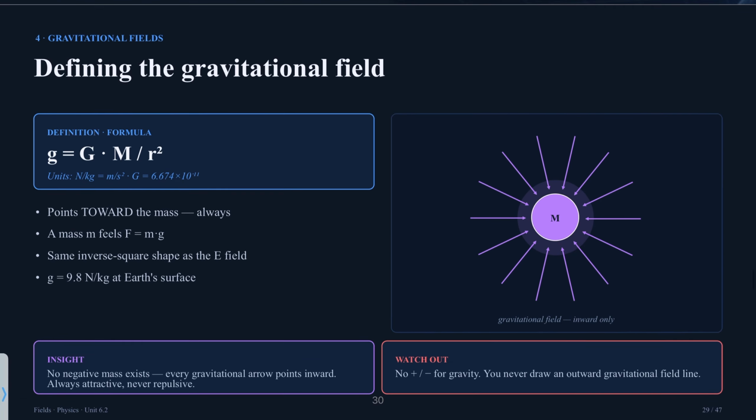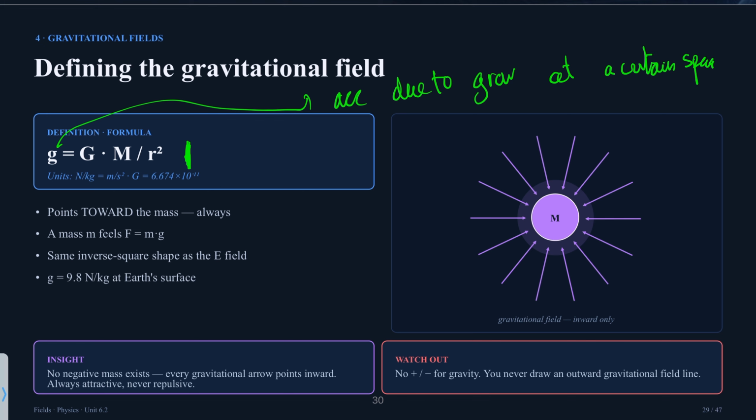Alright, so if you remember this formula, which we used when I was going over the hardest questions, this is the acceleration due to gravity at a certain space away from a mass. So it's basically how far away from a mass you need to be to accelerate at this point. Or if you're this far away from a mass, you're going to accelerate at this rate.